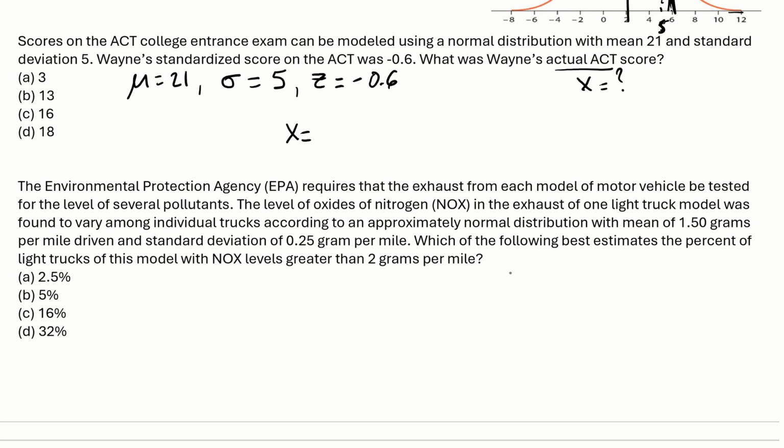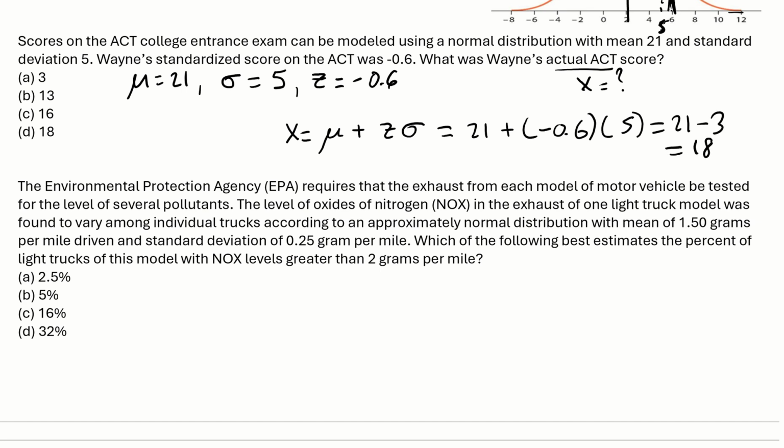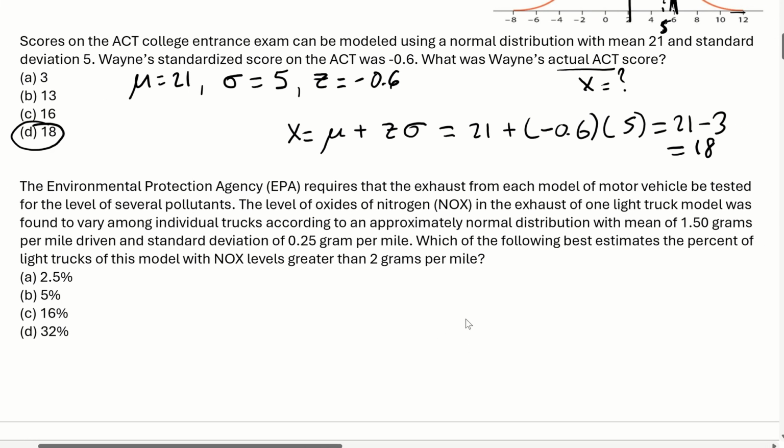Okay, so remember the formula for X is mu plus Z sigma. So we can plug it in. We have 21 plus, the Z score is negative 0.6, and sigma was 5. So we get 21 minus 3, which is 18. So his score is 18. All right, so the answer is D.